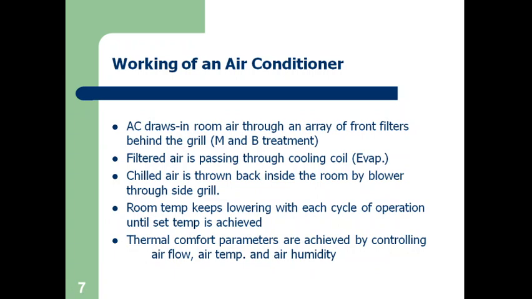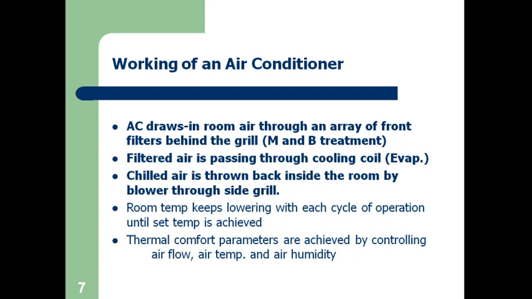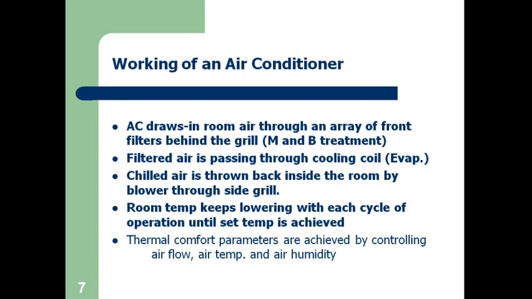Now I've already explained all these things. The AC draws in air through an array of front filters. Then the filtered air is passed through the cooling coil. This is known as the evaporator coil. Then chilled air is thrown back inside the room by the blower through the side grill. Then the room temperature keeps lowering with each cycle of operation until the set temperature is achieved.